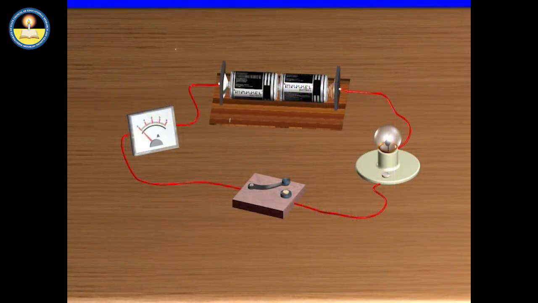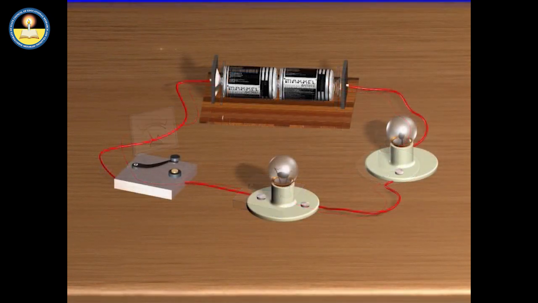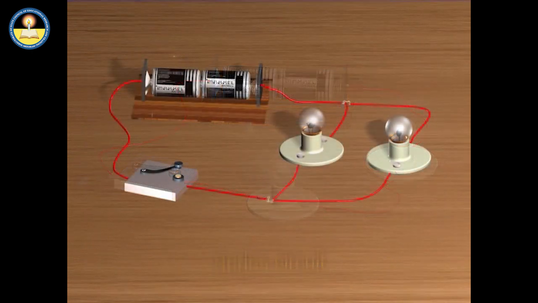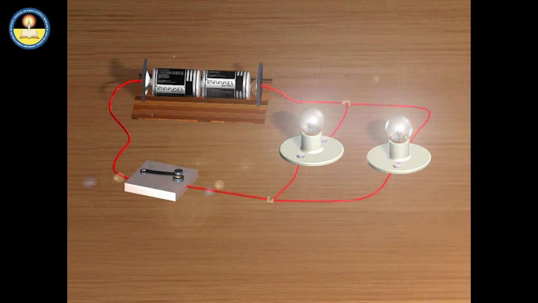In an open loop, a circuit shows no flow of current, but in a closed loop or with a closed switch, it shows flow of current. When two or more bulbs are connected in a simple circuit, it is called a series combination. On the other hand, when two or more bulbs are connected completely in parallel, it is called a parallel combination.